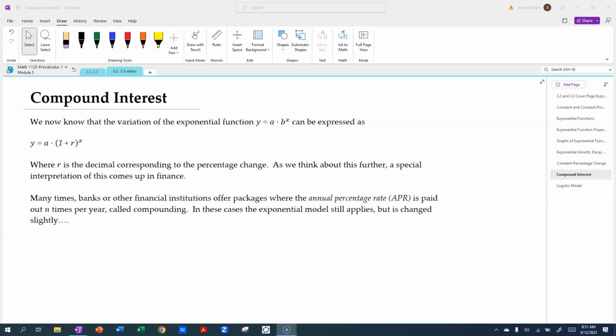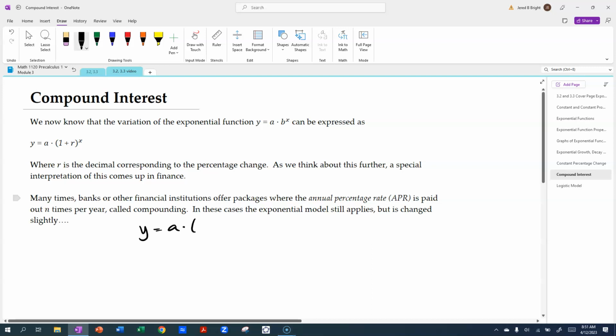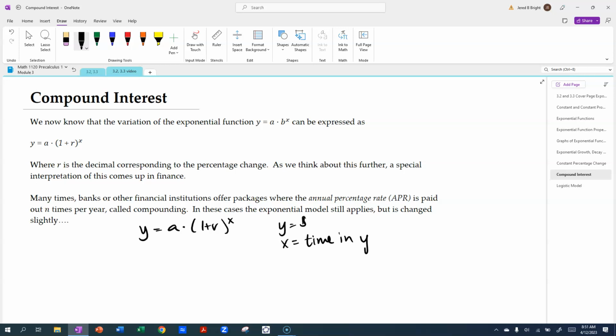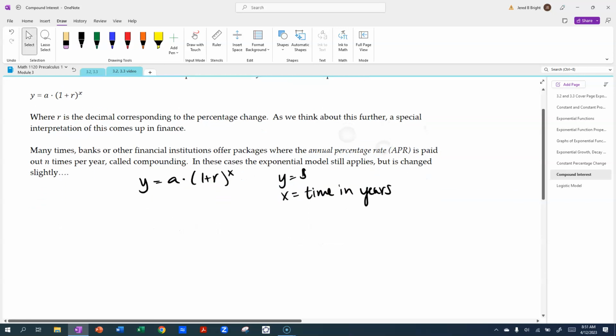When you're working in the context of money, this interpretation shifts a little bit. In this model, y is equal to a times 1 plus r to the x. Y would certainly be your money, that's the important thing, and then x is typically expressed as time in years. Now, what gets tricky is in the context of banking or other financial situations, the R value is viewed a little bit differently.